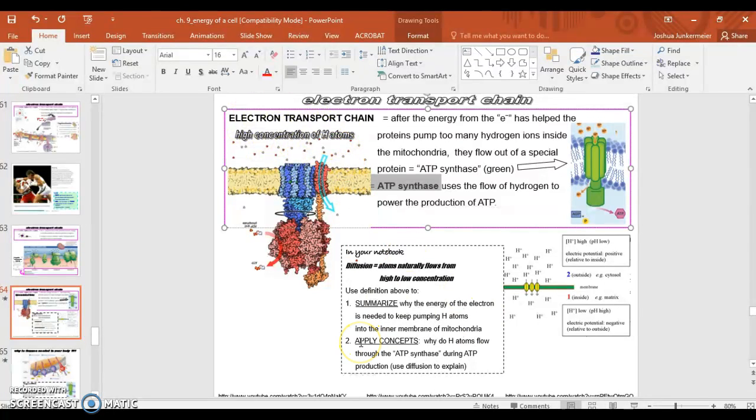And then number 2, it says apply concepts. Why do hydrogen atoms flow through the ATP synthase during ATP production? Just like this bluish arrow shows, hydrogen atoms are flowing from this top section down. Why does this happen? Use the concept of diffusion to explain.